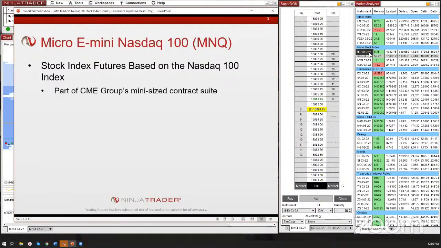We have the MES, the micro E-mini S&P, the micro Dow, the micro Russell 2000. So all the stock index futures are represented in a micro contract. That's what I refer to as the micro suite. We have micro currencies. We have micro gold as another example, micro Bitcoin, and so on and so forth.